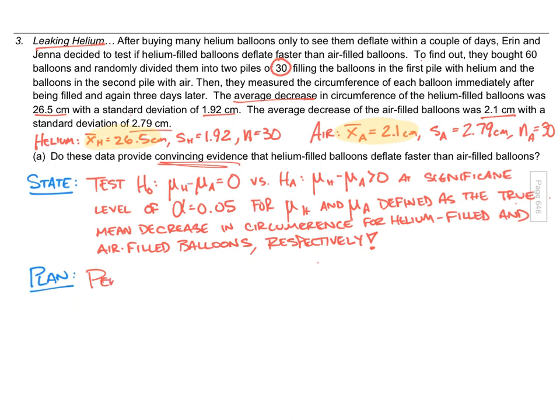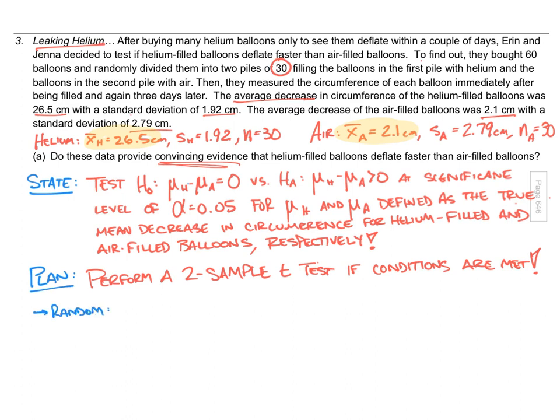We are going to perform a 2-sample t-test if conditions are met. Let's go ahead and check those conditions. Notice here, folks, I use the word treatments because this isn't an experiment. We're applying a different treatment to each grouping of balloons, and that actually affects what we're going to say about the 10% condition.